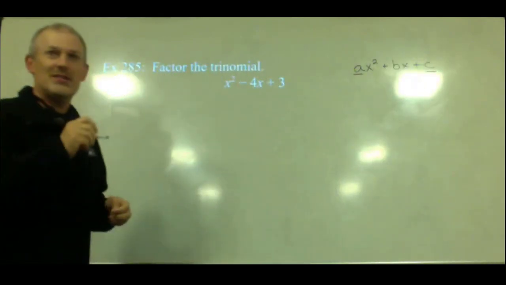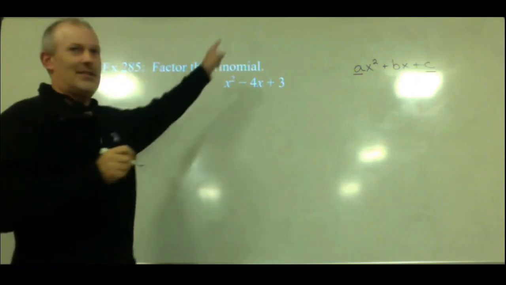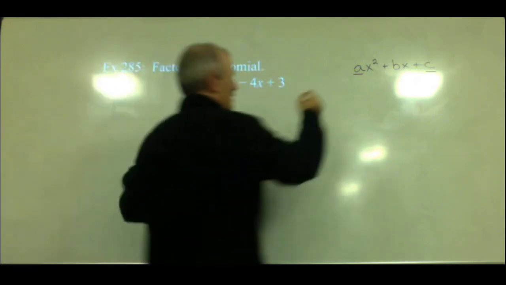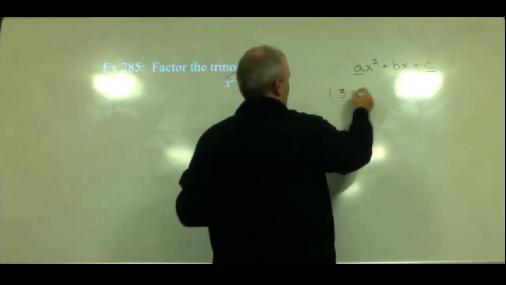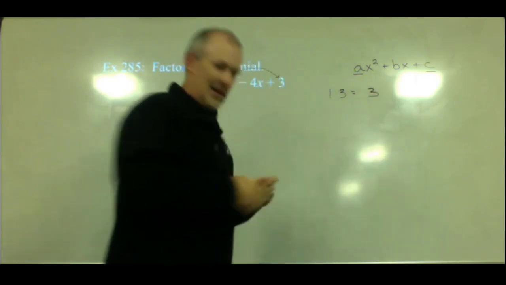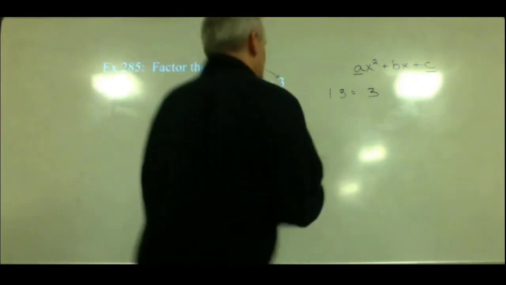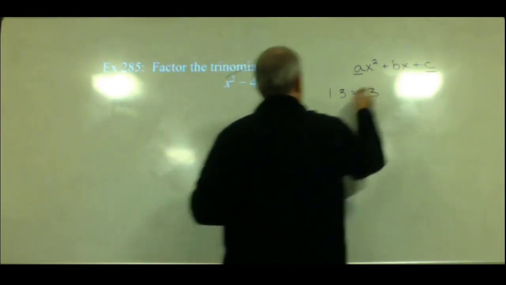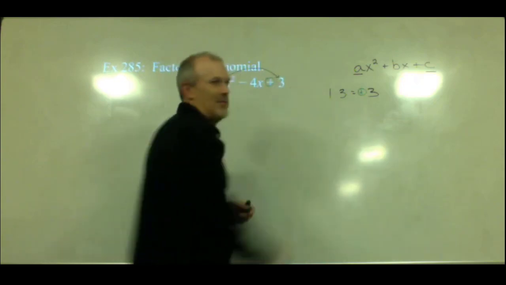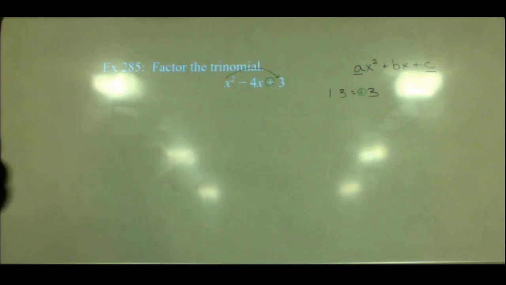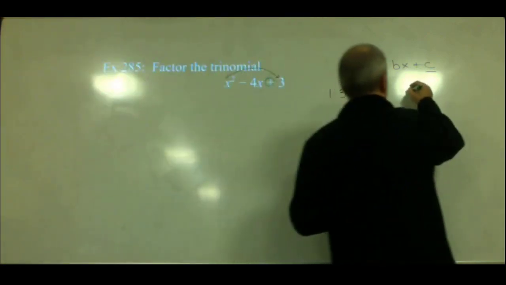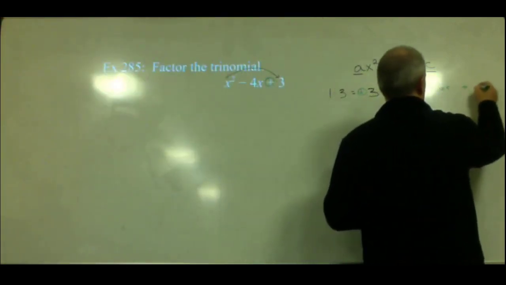Again, the first thing we're going to do is A times C. 1 times 3. So this one times this one. Always do the same thing. That's 3. Now again, since this is a positive, and again, those are always the same, what does that tell us about the signs of the numbers we're looking for? They're both negative or they're both positive, right? So both negative or both positive.